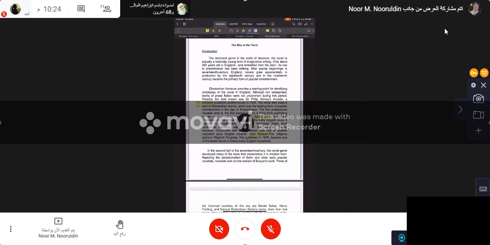Elizabethan literature provides a starting point for identifying prototypes of the novel in England. Although not widespread, works of prose fiction were not uncommon during this period.